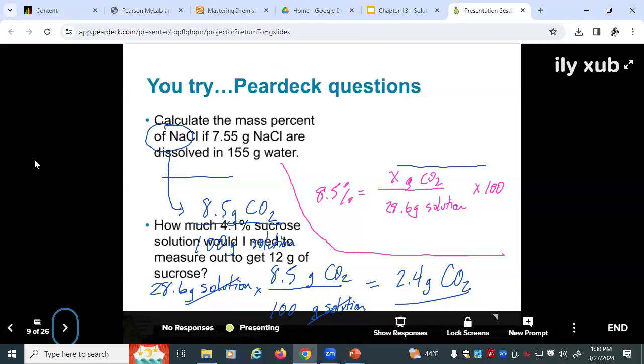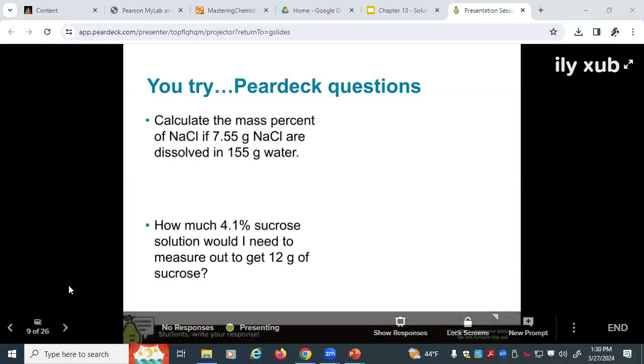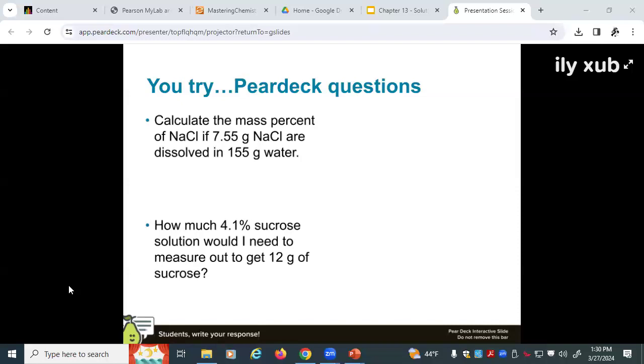All right, chance for you to do some work here. You've got one question of each type. First, figure out the mass percent of sodium chloride in this solution. Second, figure out how much solution you need to get the 12 grams of sucrose. I'll give you a couple minutes, try to scratch something out on your own here, and then we'll go through the answers and we'll talk about molarity.